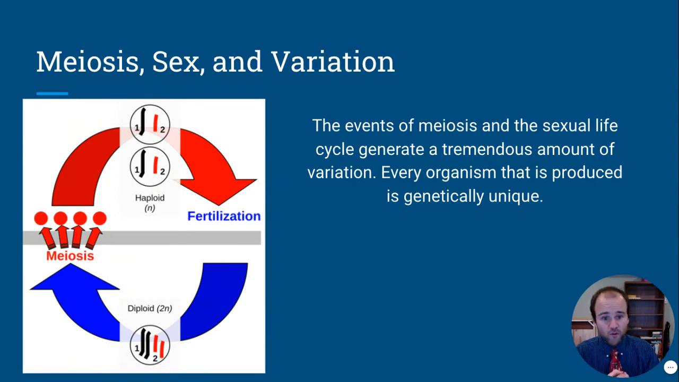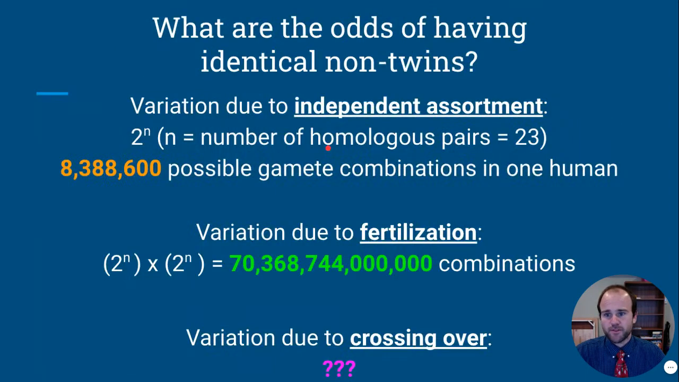So in crossing over, in independent assortment, and then finally in fertilization to make that zygote, when the sperm fuses with the egg and makes that zygote cell, whatever sperm is chosen and whatever egg is chosen produces totally different outcomes. So what are the odds of having identical non-twins? Mom and dad have the same genetic code always, but when they have siblings, they always look different. They never look exactly the same.